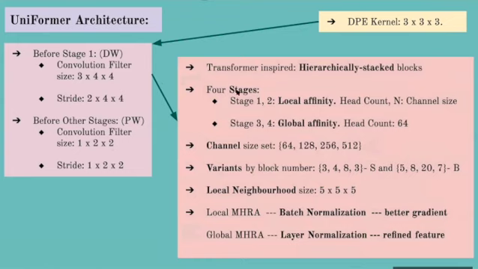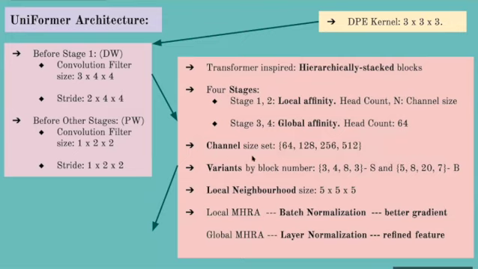As I have said, the sequence is a bit ambiguous, but sorry for that. So here we have stage 1 and 2, which account for local affinity. The head count n is the same as the channel size, as I've said in the previous slide. Channels 3 and 4 look for global affinity, and here they have fixed the head count to 64.